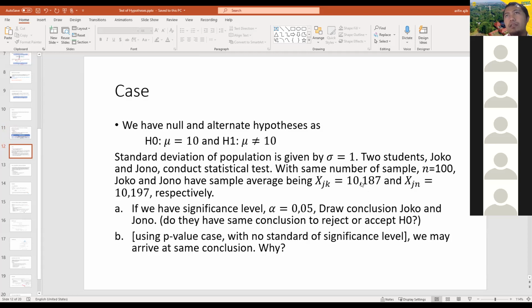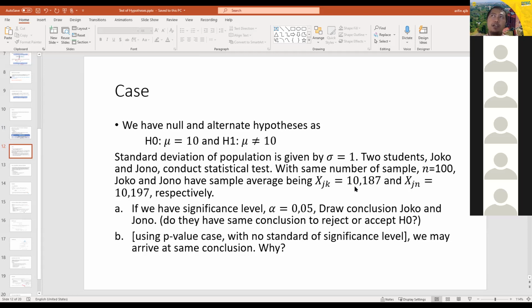Actually, Joko and Jono will have different p-values, and then maybe which is better? Jono is better, because when we have a small p-value, comparing to this one, allow me to explain.